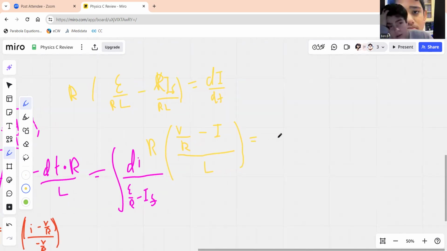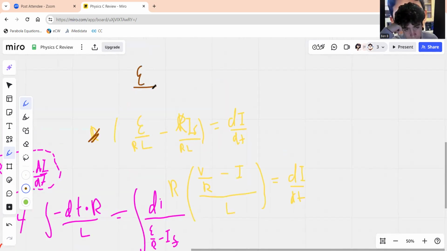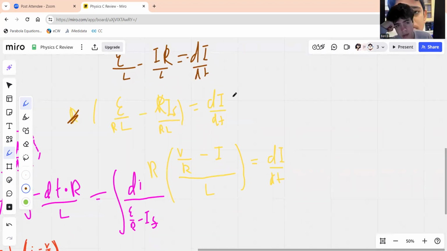Wait, the equation on the top is messing me up now that you changed it with the R's. What was it before R? So E over L minus I R over L equals di dt. Okay, yes, I understand everything, or the yellow stuff now.